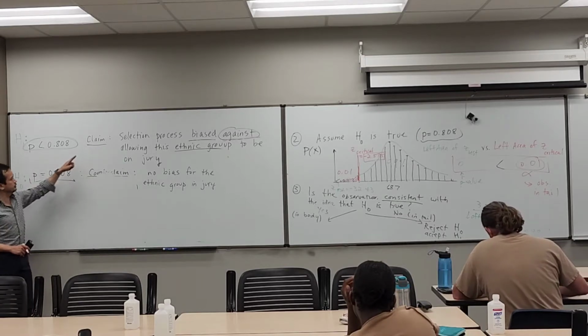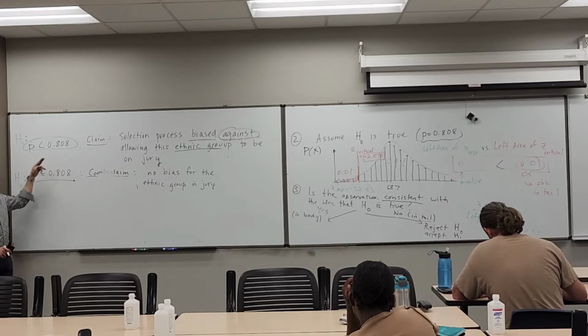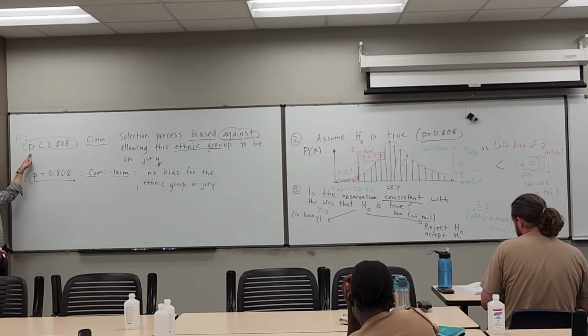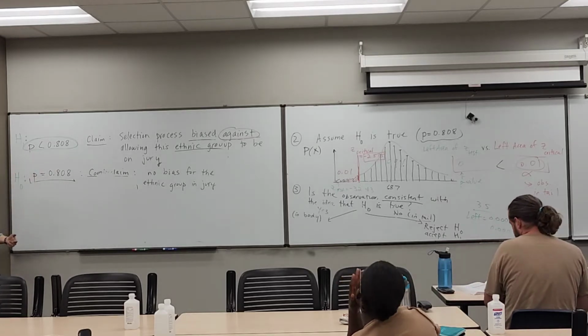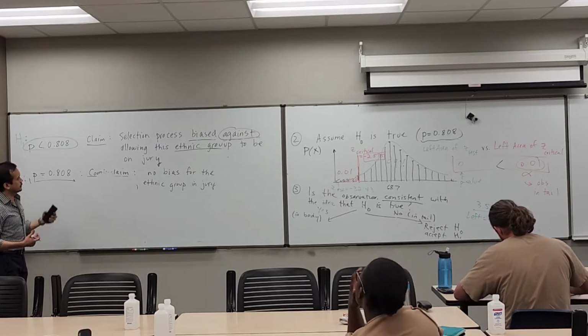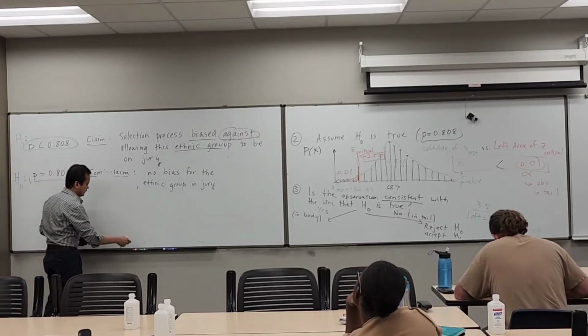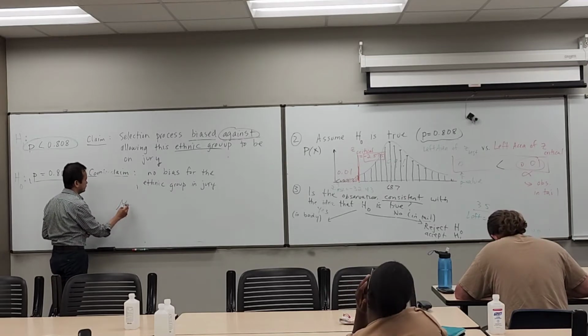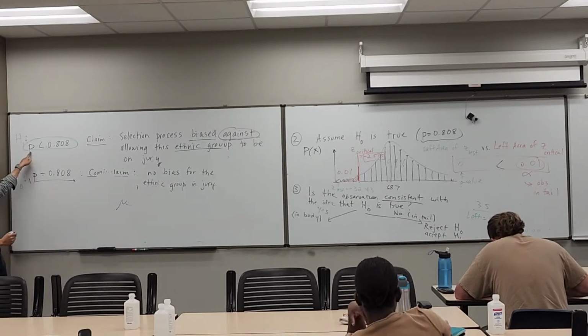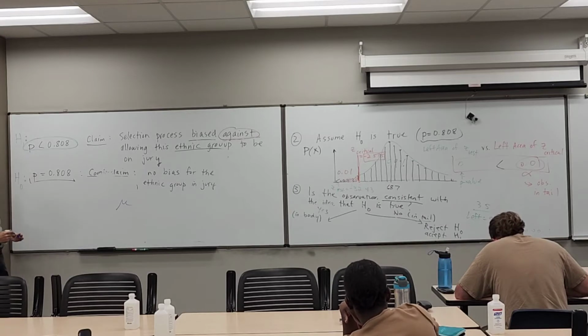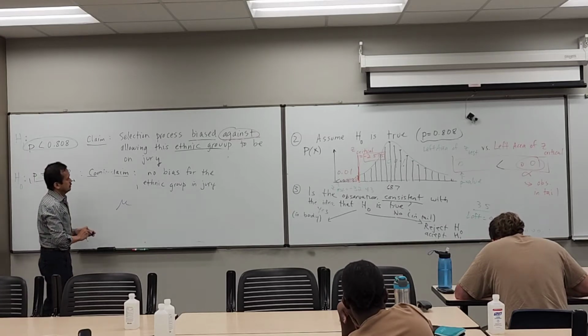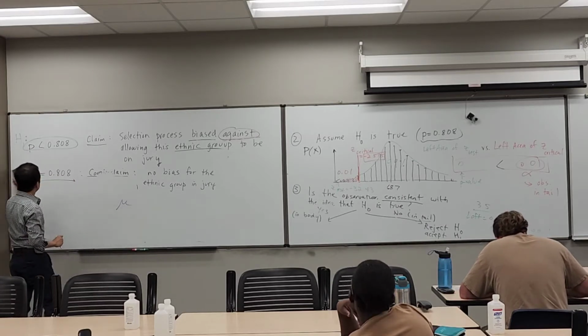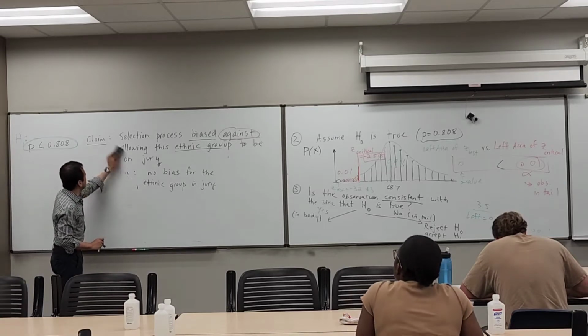But not all claims may have a measurement that represents a proportion of success. So today we're going to talk about a claim that has to do with a population mean instead of a population proportion of success. So let's look at an example of when that might be the case.